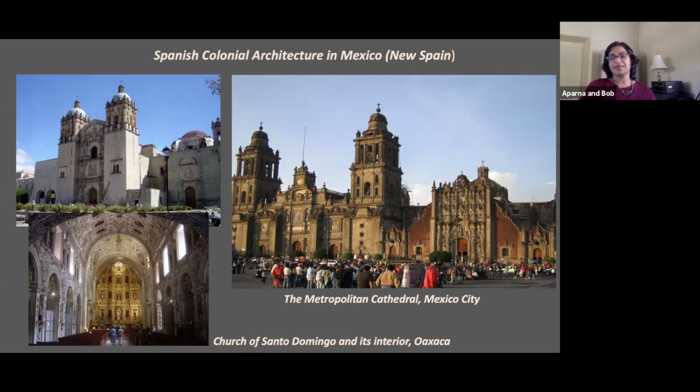What is unique about this cathedral is it was built over a period of 250 years, starting in 1563. It went all the way to 1813. So there were many different styles incorporated into the design and building of this cathedral, including the Renaissance, the Baroque, and the Neoclassical. And the interior is mostly Baroque.